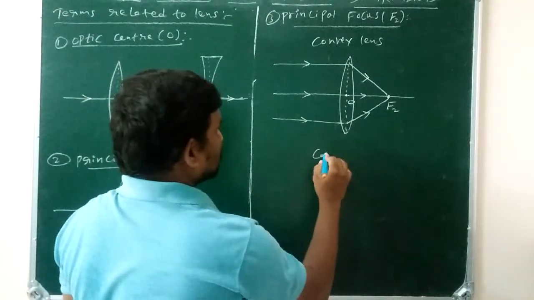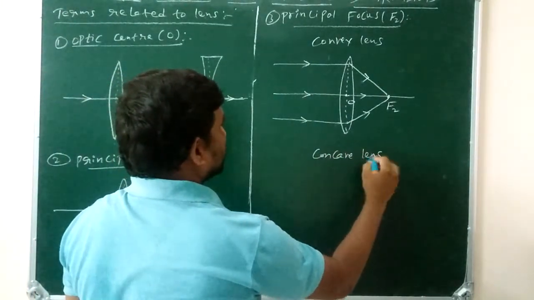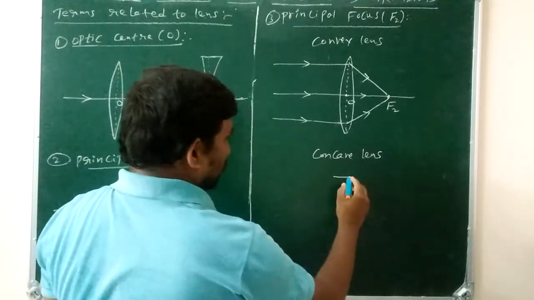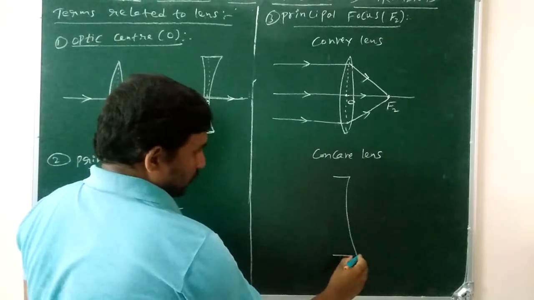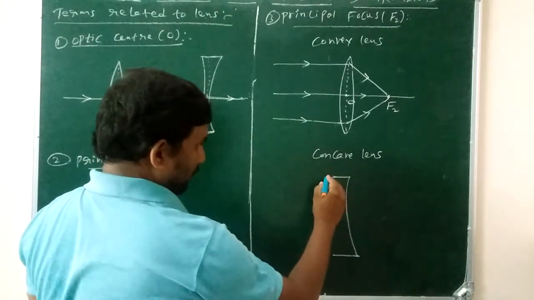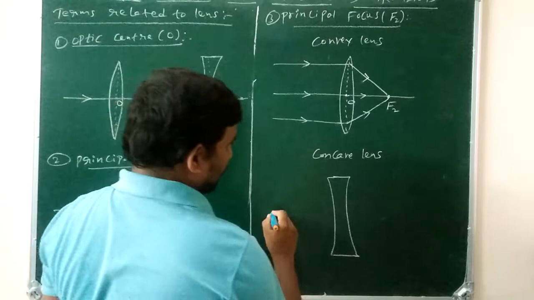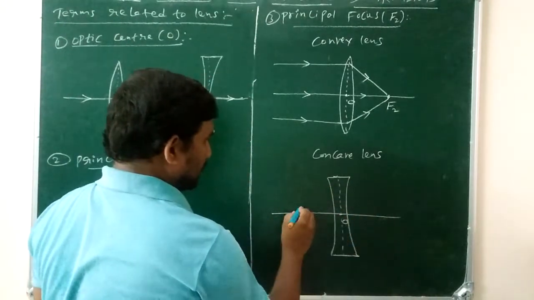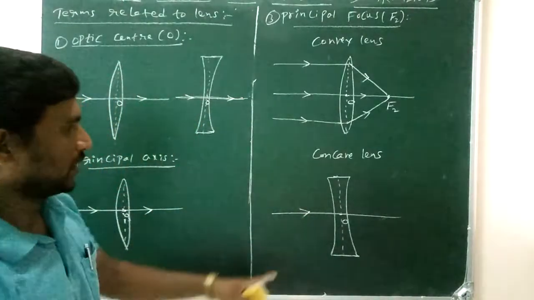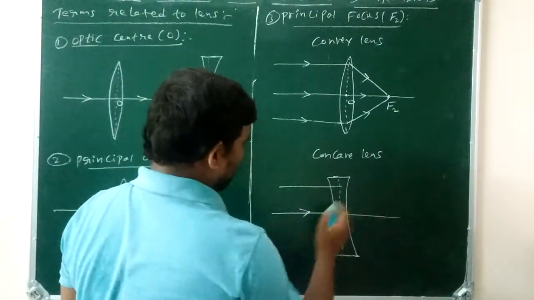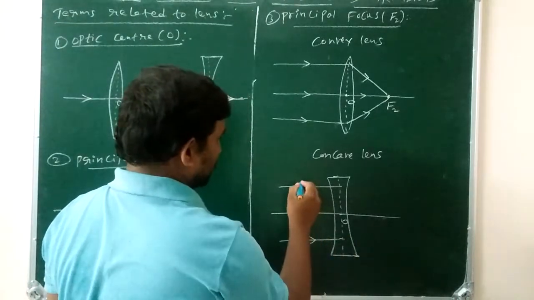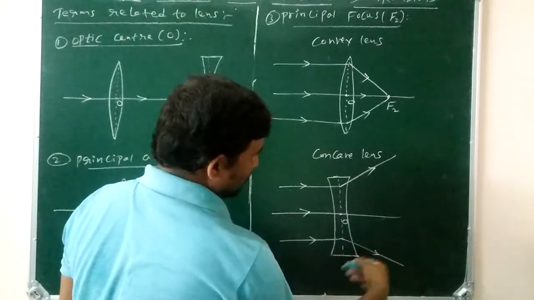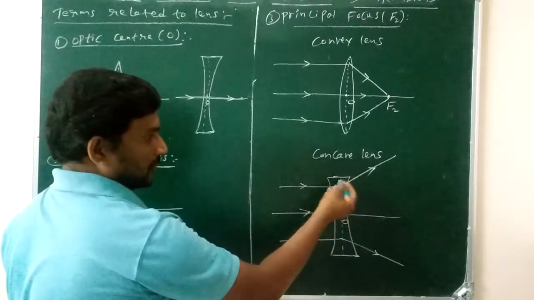Now the principal focus of a concave lens. It is a point on the principal axis from which light rays that were originally parallel to the principal axis appear to diverge after passing through the lens.